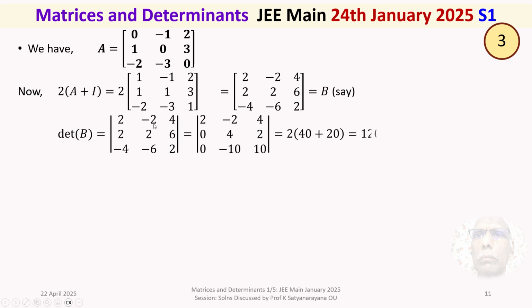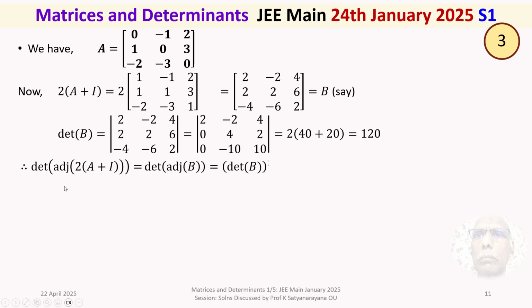So the determinant of this B is written here. What I have done is R2 is R2 minus R1, and R3 is R3 plus 2 times R1, so that I have made these two entries 0. The determinant is not going to change, so computing the determinant will be easy. The determinant is 2 times 40 plus 2 times 10, that is 20. So 2 times 60, that is equal to 120.